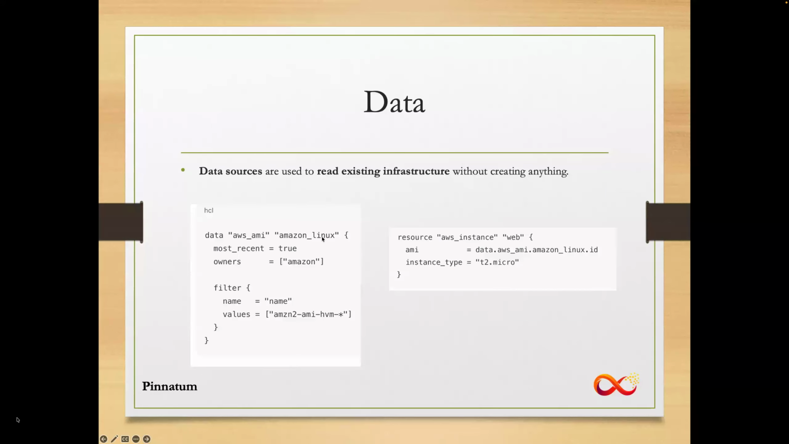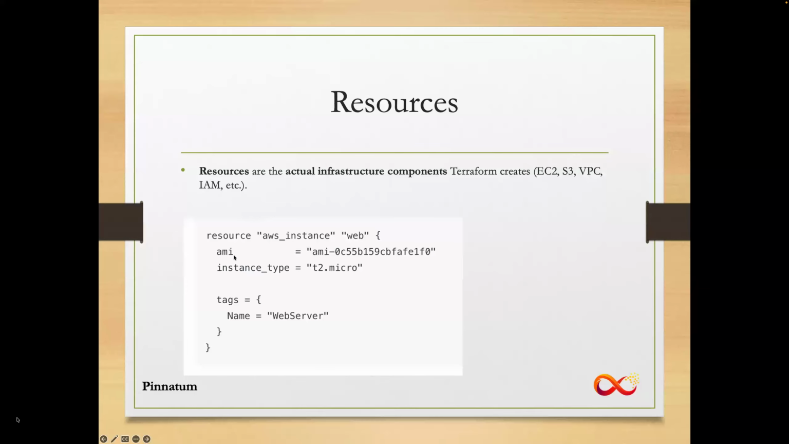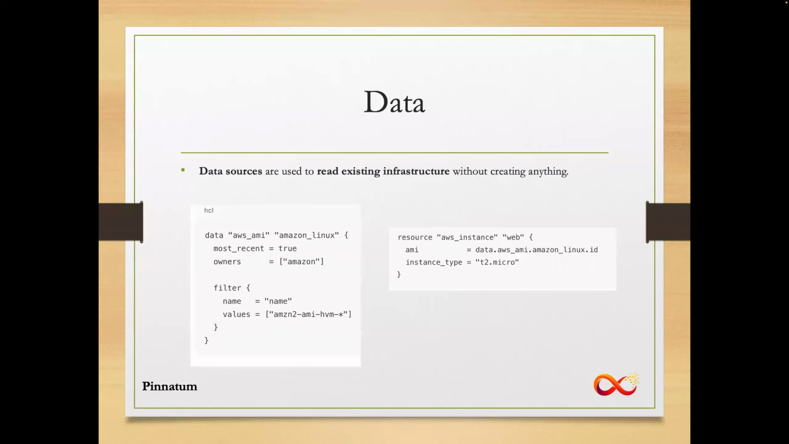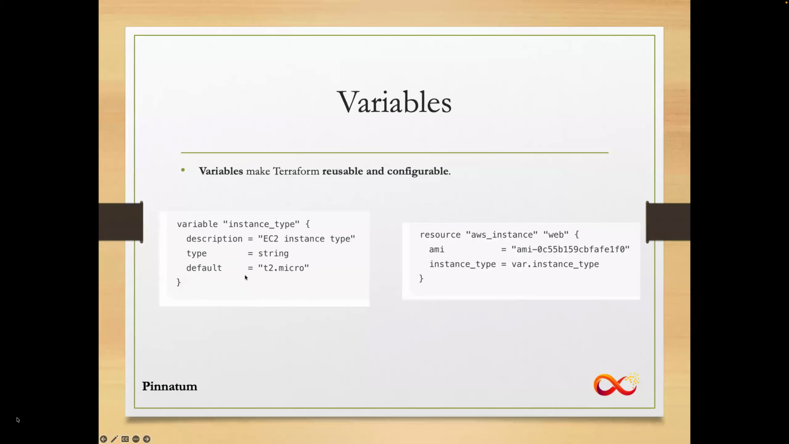So how is the data block useful? Let's go back here. You have hard coded the AMI. If a new AMI is released, you have to come back and change this value. An easier way is to discover the latest AMI based on the filter you put.